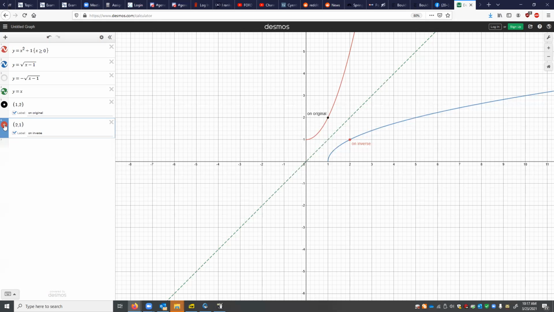Does everybody see it? You flip the point over the line y equals x, and you get a point on the graph of the inverse. If you take the point (2, 5) on the original, and you reflect it over the line y equals x, that gives you the point (5, 2). That will be a point that's on the inverse.